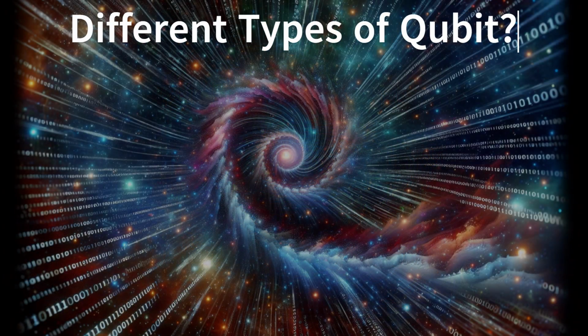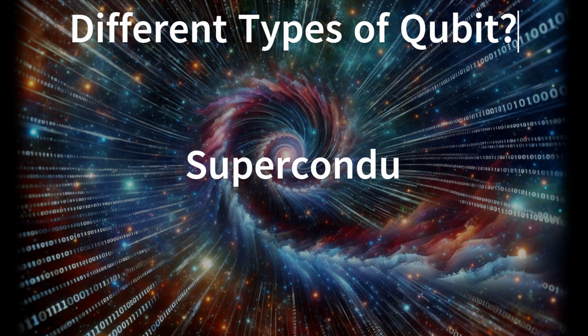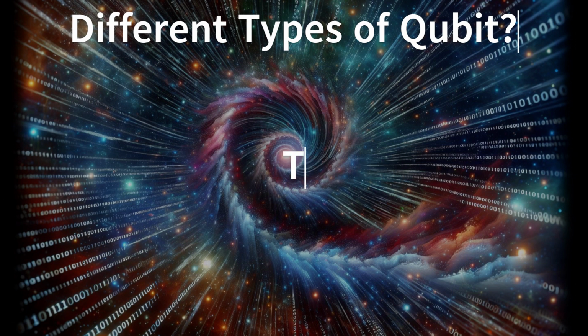Now, let's explore the different types of qubits used in quantum computing. We'll cover 5 main types: superconducting qubits, trapped ion qubits, topological qubits, photonic qubits, and spin qubits.